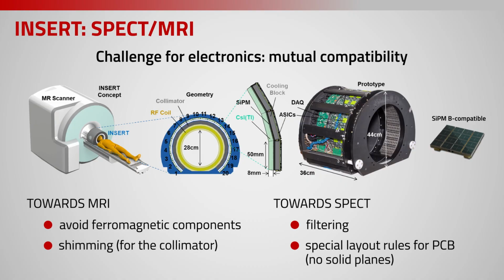And here the challenge was to build electronics compatible with the strong magnetic field and to grant mutual compatibility between electronics in the SPECT scanner with the MRI, with the standard commercial MRI scanner. And this had impact on the choice of materials to avoid ferromagnetic components and also correcting the distortion in the magnetic field due to the collimator for SPECT gamma rays, while on the SPECT side electronics, particular filtering techniques and spatial layout techniques were needed to avoid disturbances induced by gradients and electromagnetic interferences.